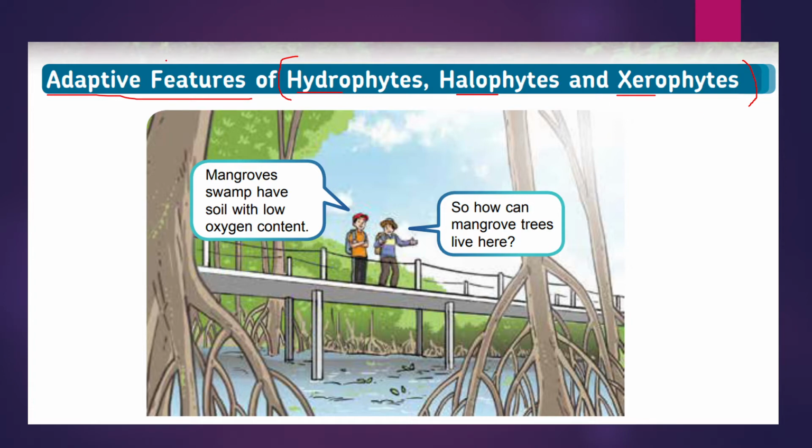Okay, so now this is a picture of the swampy area. What are the challenges of the plants living in the swampy area? The soil there has a low content of oxygen. If that's so, how are the mangrove trees, ataupun pokok bakau ini, boleh tinggal di sini?